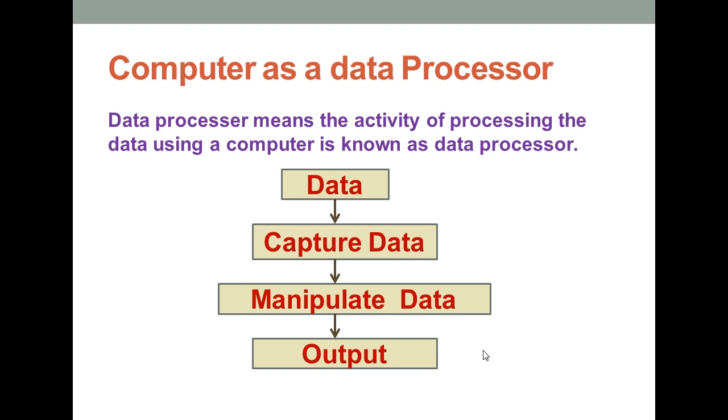That will be known as information, meaning the processed data. This output is known as information, because you have processed that particular data which you have inputted to the computer. So after processing of this data, it will be known as information.